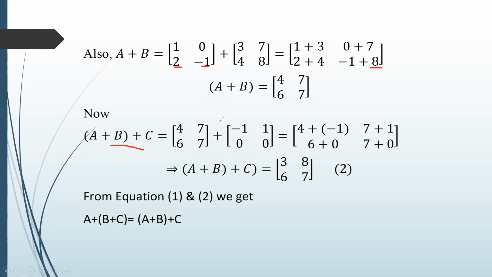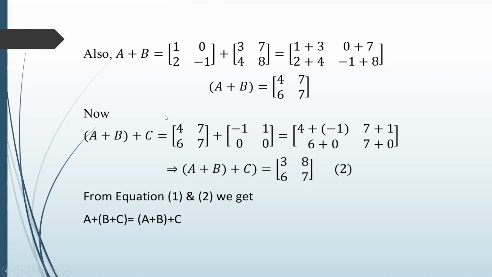We have A plus B is 4, 7, 6, 7. And C is minus 1, 1, 0, 0. Then we get 4 plus minus 1, 7 plus 1, 6 plus 0, and 7 plus 0. So this will come 3, 8, 6, 7. And this is equation 2.